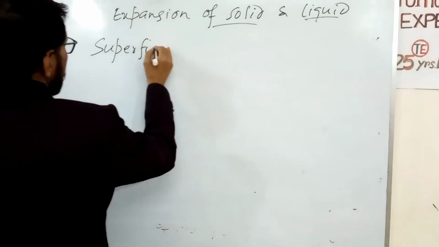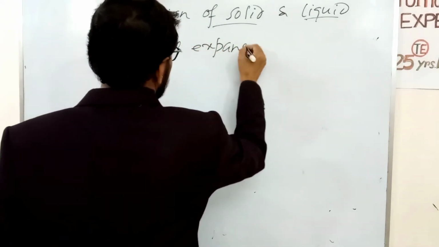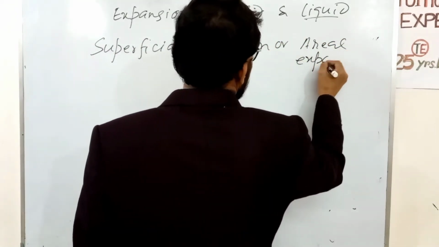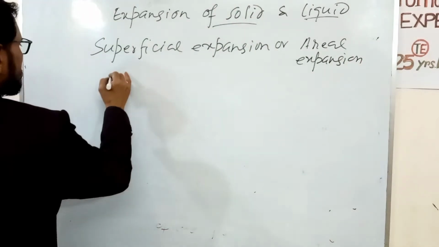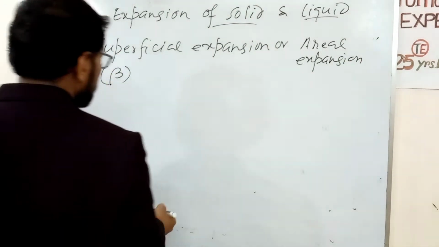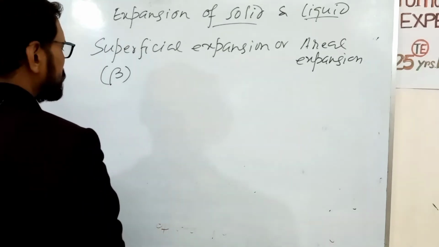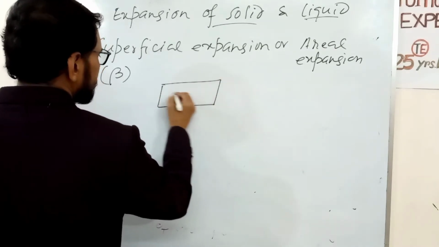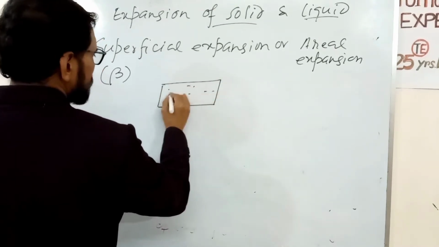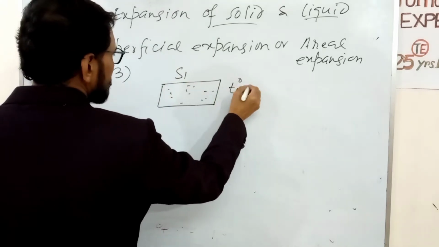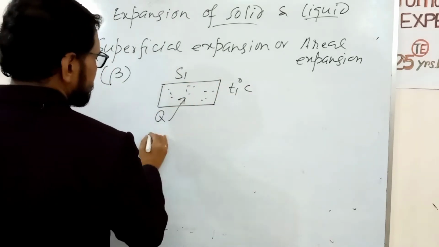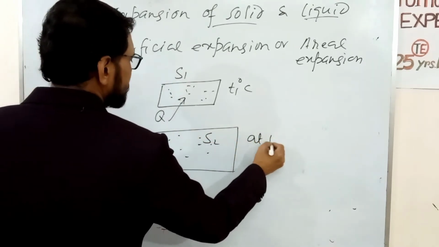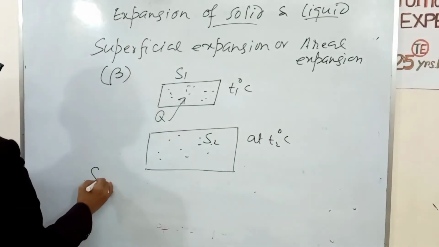Next term is superficial expansion or areal expansion. This term is denoted by beta. Similar to the coefficient of linear expansion, suppose this is a rectangular plate of surface area S1 at temperature T1 degree centigrade. If heat is supplied, then the surface area increases. If the surface area is S2 at T2 degree centigrade, then we can say the increase of surface area is S2 minus S1, which is del S.